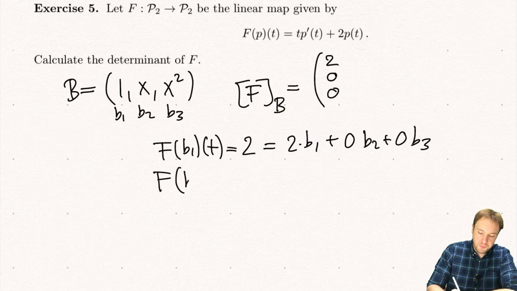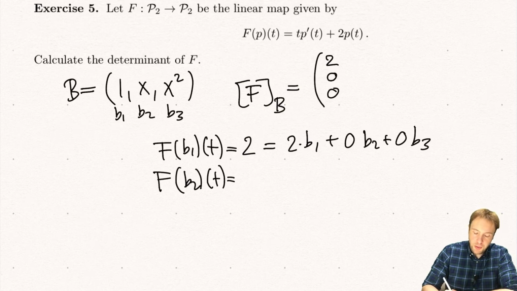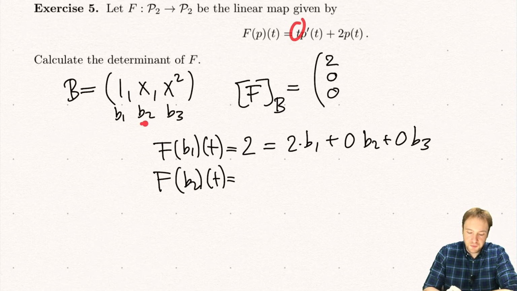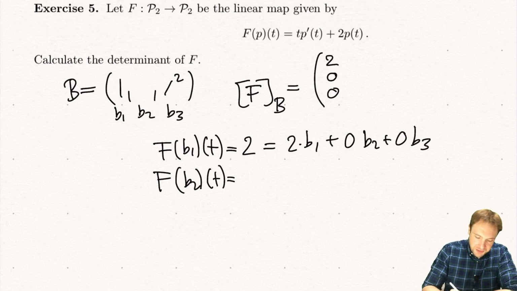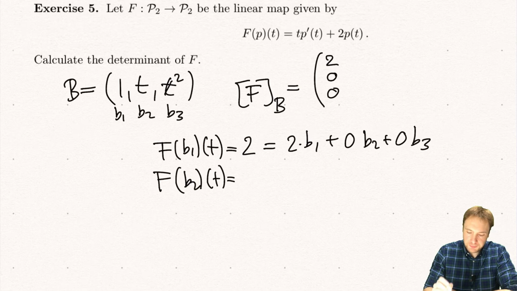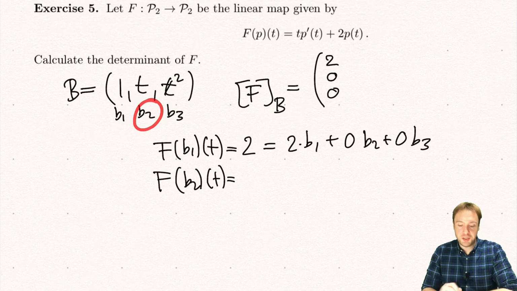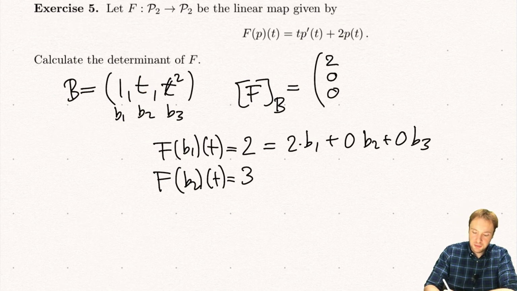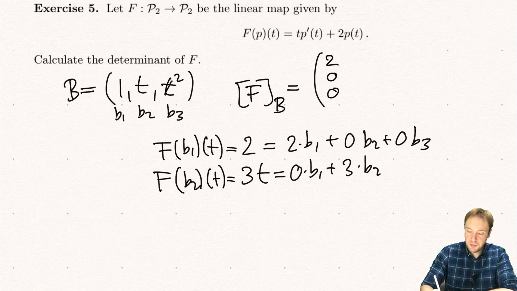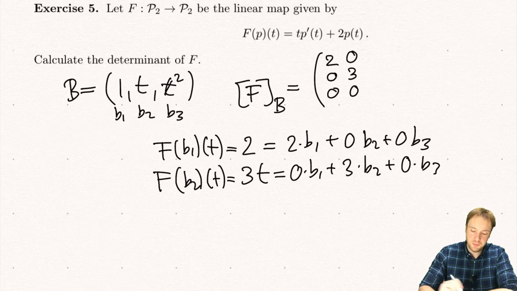Well, what is f of b2? T? Well, this is t times the derivative of... Oh, I should maybe call these also t. Sorry, t and t squared. So what is f of b2? It's t times the derivative of b2, which is 1, so it's t plus 2 times t, which is 3 times t. And this is 0 times b1 plus 3 times b2 plus 0 times b3. So it's 0, 3, 0.